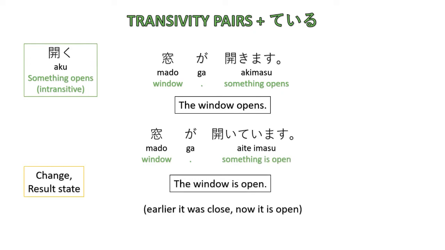aiteimasu. In this case, the translation is the window is open. Earlier, it was closed 5 minutes ago or 10 minutes ago. It was closed. Now it is open. So in that case, the sentence is Mado ga aiteimasu. The window is open. The window is open as opposed to being closed. And that is the result of the change that happened.